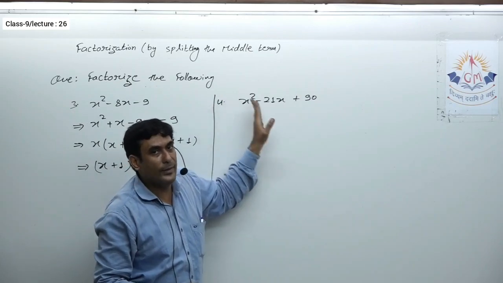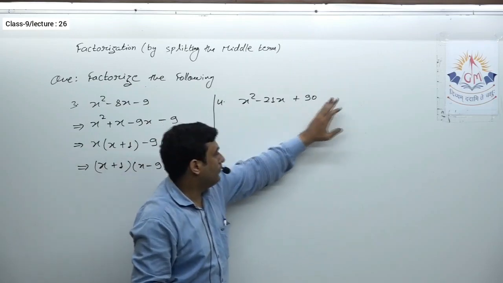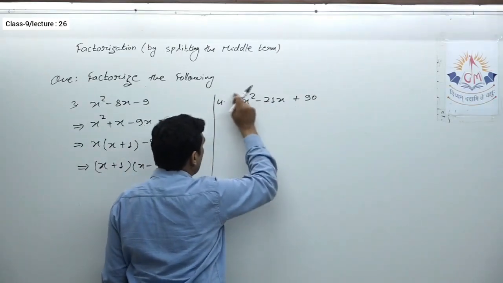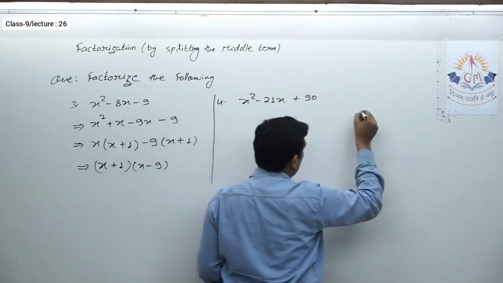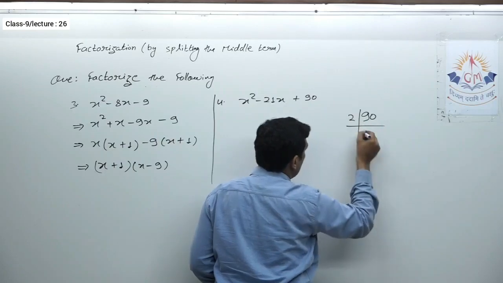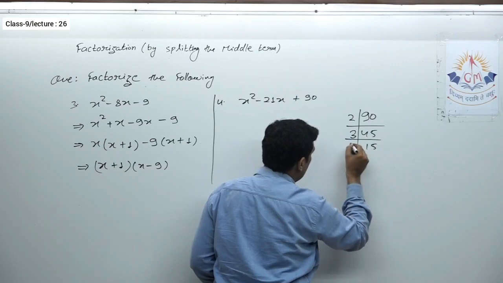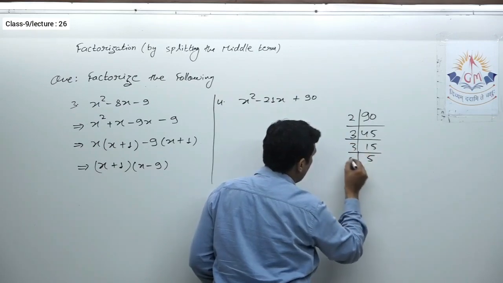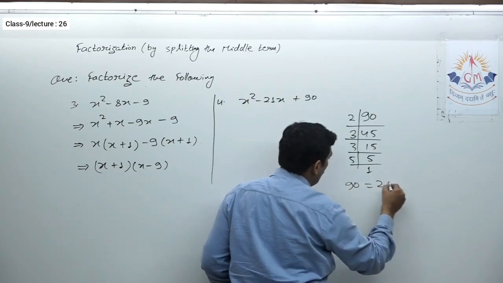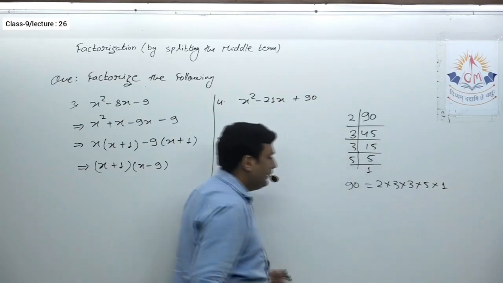It might be 2, it might be 3, and anything else. So you should have the habit, before finding the factors, of multiplying the constant term and the coefficient of x square. So here it is 90. So find the factors of 90. 2, then here 45, then 3 over here 15, then 3 over here 5, then 5 over here it is 1. So factors of 90 are 2 multiplied by 3 multiplied by 3 multiplied by 5 multiplied by 1.